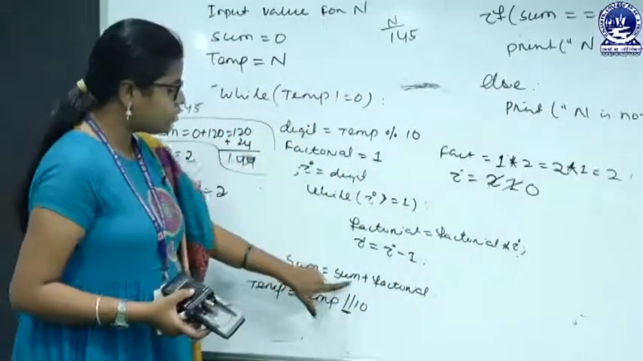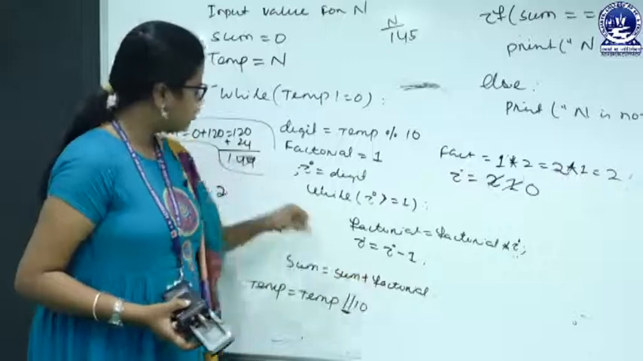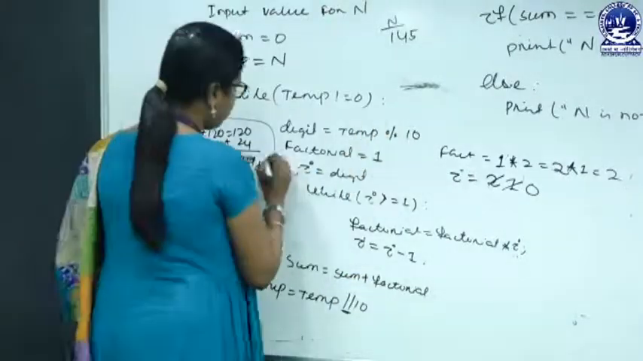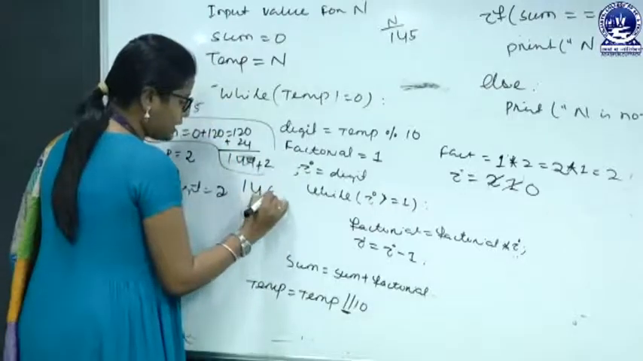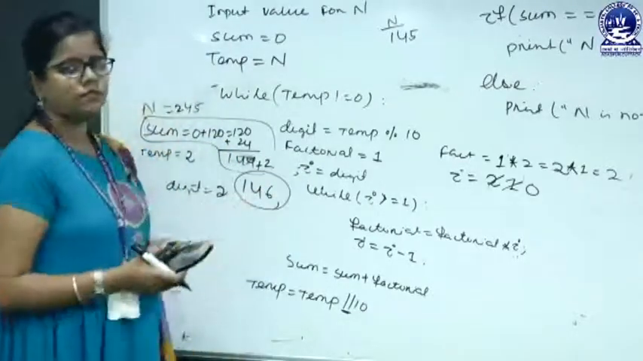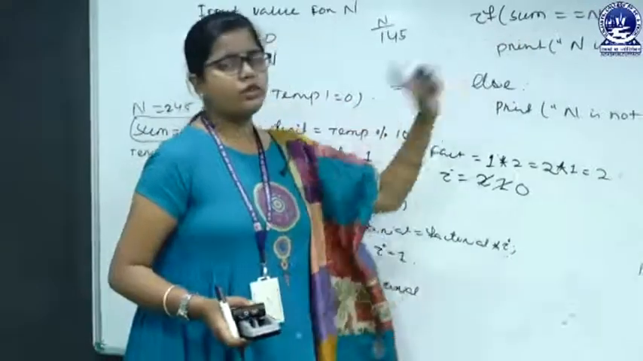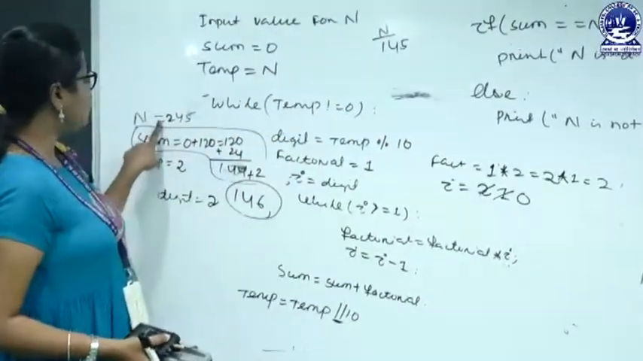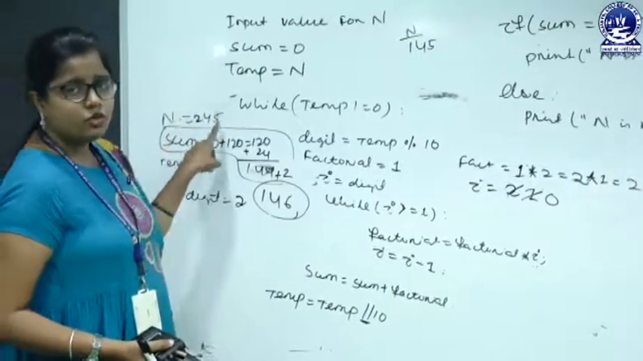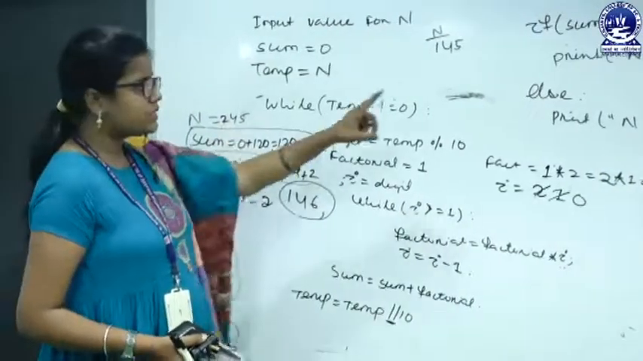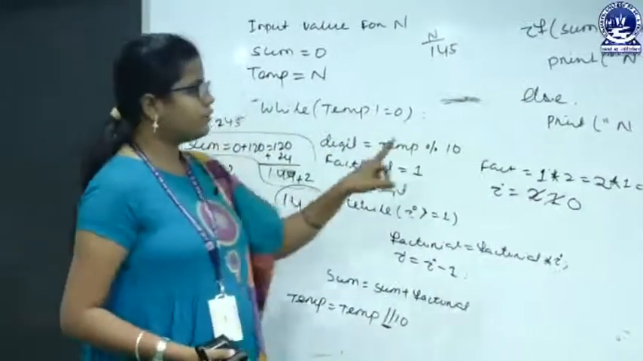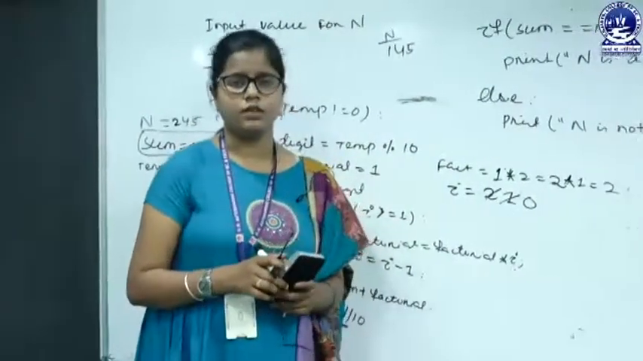Now the sum equals sum plus factorial. So sum is what? 144 plus factorial is what? 2. So 146. When we check whether sum equals n or not, sum is 146 and your n is 245. So this is not the same. So that will be printed as 245 is not a strong number.